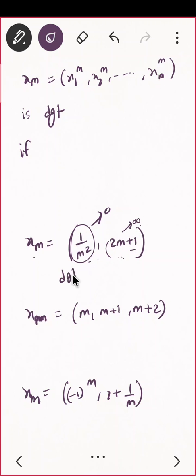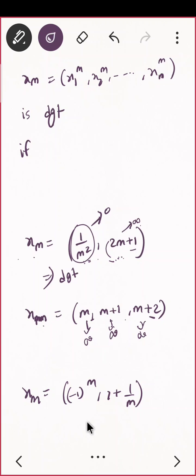Do you agree? Yeah. So for convergence, we want both of them to converge, correct? But do you see here, to prove xm is divergent, I just require one of them to be divergent, correct? What about this one, whether it is convergent or divergent? It is m plus 1, m plus 2. Everybody is going towards infinity, correct? So all of them are divergent, so xm will be divergent.